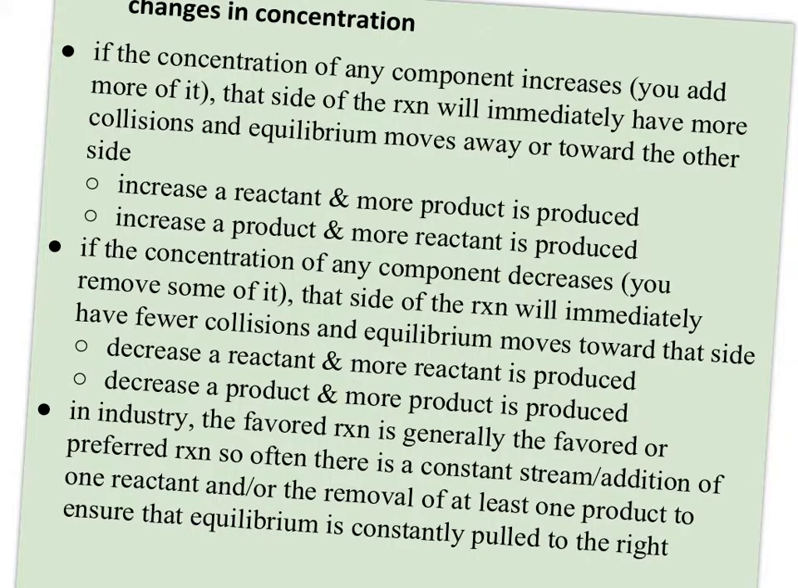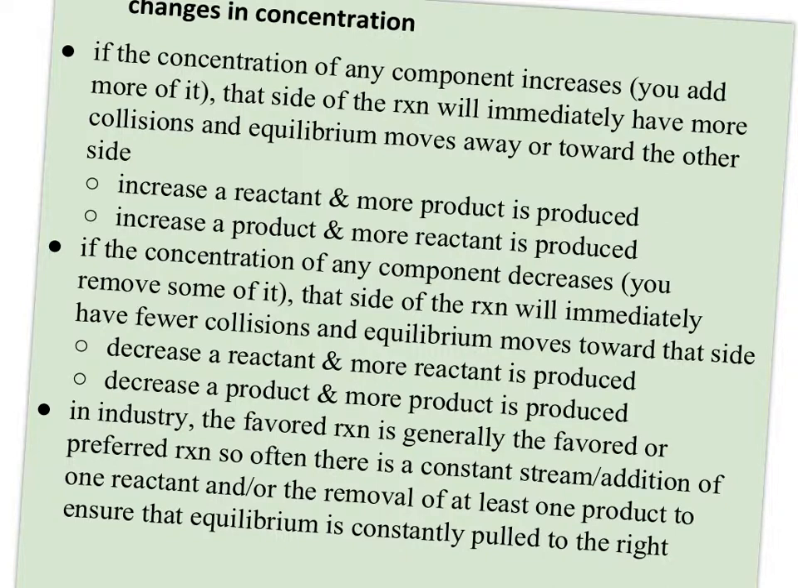So let's look at changes in concentration. These are the simplest to understand, I think. And again, if you think of equilibrium as a teeter-totter with equal weight on each side, completely balanced around the center, we are shifting the balance on that teeter-totter. So if the concentration of any component increases, so you add more reactant or more product, that side of the reaction will immediately have more collisions, and the equilibrium is going to move away from that side or move toward the other side. So increase a reactant, more products produced. Increase a product, more reactants produced.